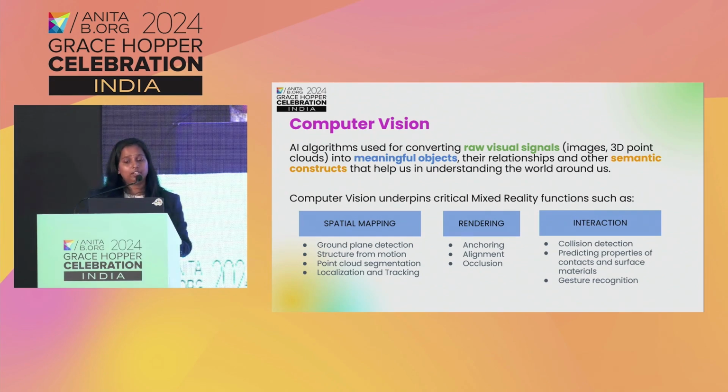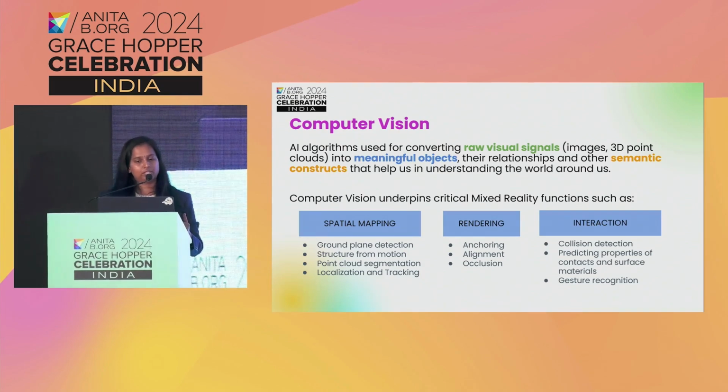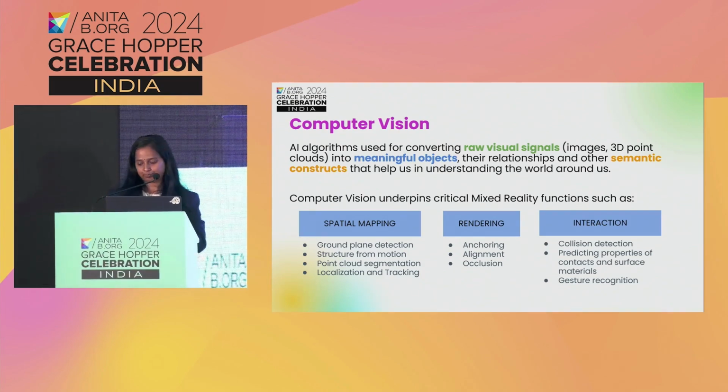There are three critical components for mixed reality. Computer vision underpins critical mixed reality functions such as spatial mapping, rendering, and interaction. These are the three components that we should be aware of if we are building solutions for mixed reality. Or let me rephrase it: if we are building computer vision solutions for mixed reality.